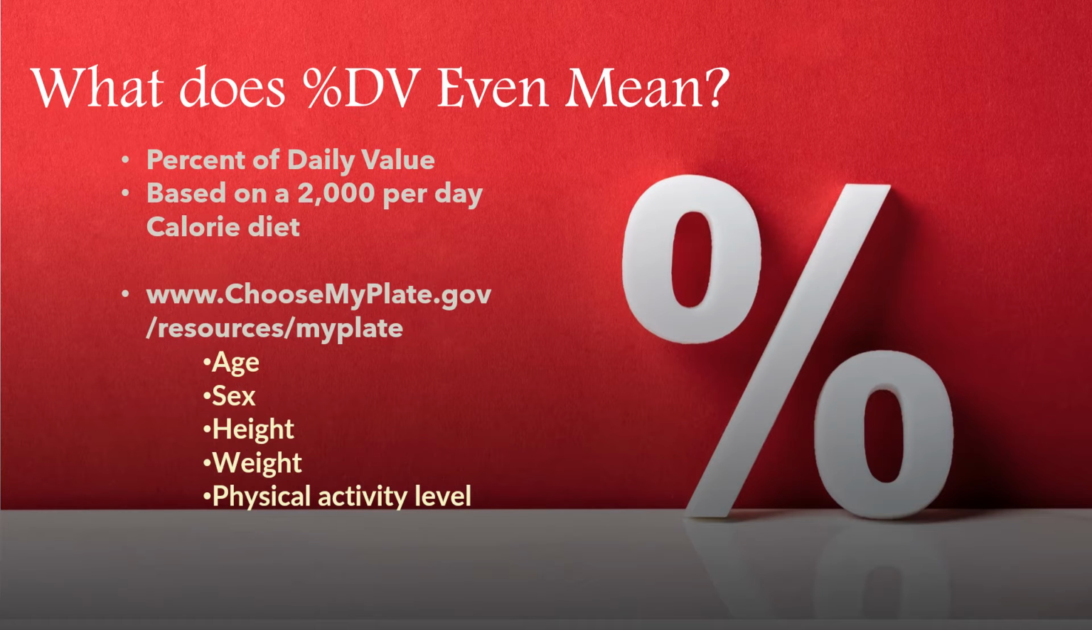So what does percent DV even mean? Well, percent DV stands for percentage of daily value based on a 2,000 calorie per day diet, which is based on the recommended dietary allowance. 2,000 calories per day is the typical most common, so that's what's used.